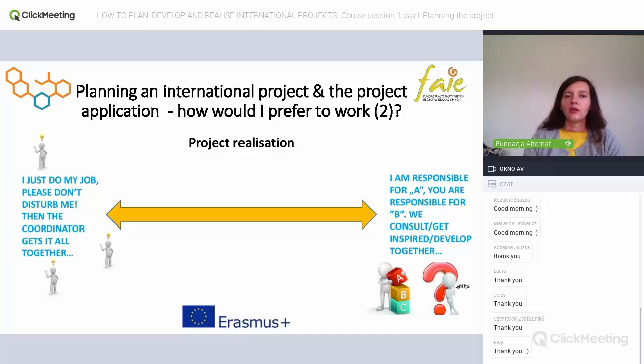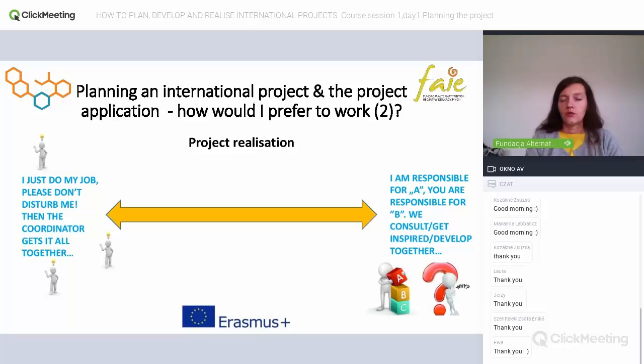Similar continuum can be found on the level of realization. Obviously, the realization is very closely related to how you would plan your project, because the way you plan it, the way you will realize it. And here you can also see two models, like two ends of a continuum. On one end you have, I just do my job, don't disturb me, and then the coordinator gets it all together. On the other end of the continuum, you have clear responsibilities.